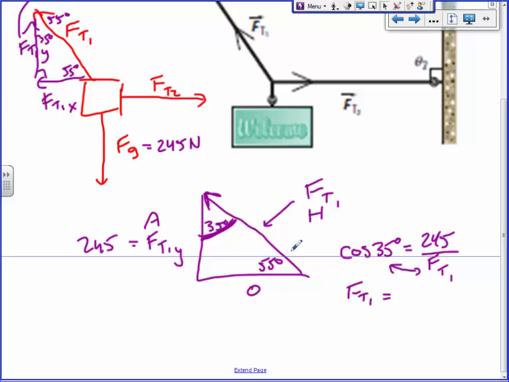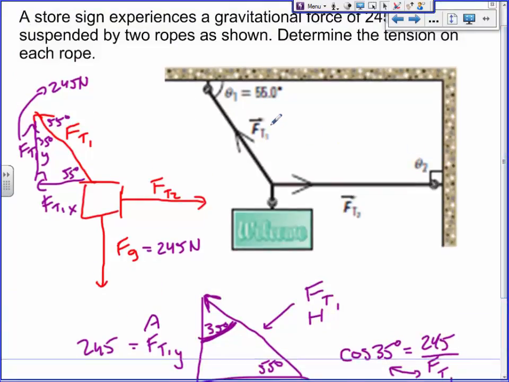What'd you get? 299. So going back up to the diagram, this rope right here must have a tension of 299 newtons, because we calculated the actual hypotenuse for the rope. So 245 of it is keeping it upwards, but it's more than 245 because it's at an angle.